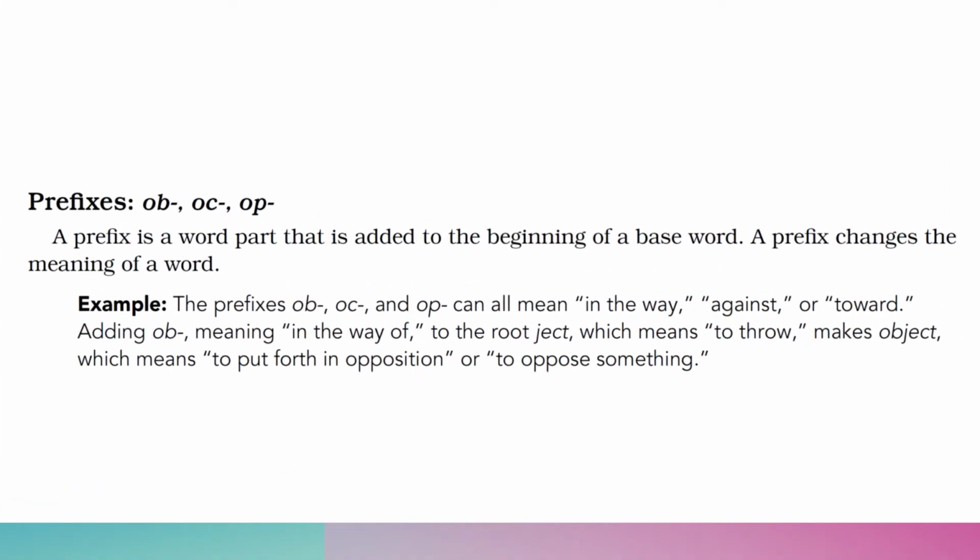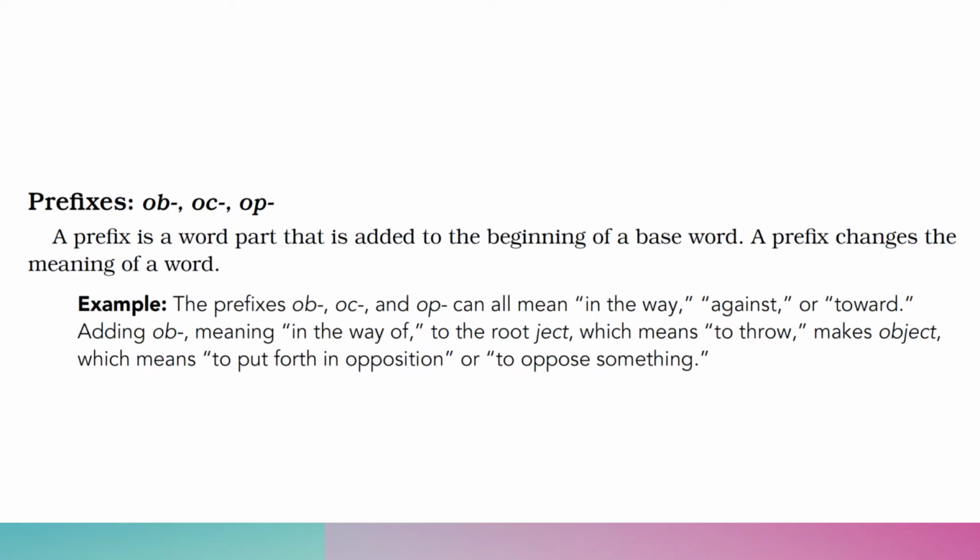All right, prefixes op, ob, o. So a prefix is a word part that is added to the beginning of a base word. A prefix changes the meaning of a word. I believe you are all familiar with this definition of what a prefix is. For example, the prefixes op, ob and o can all mean in the way, against and toward.